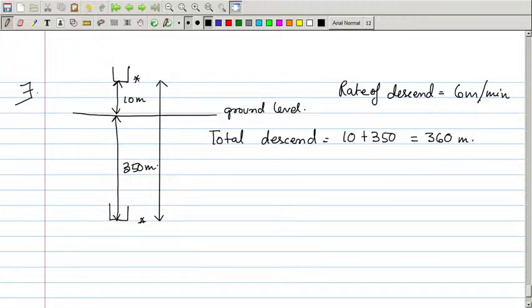What is the rate of descent? 6 meters. Rate of descent means in 1 minute it has descended 6 meters. So time taken will be, it's like speed. This is the distance to be covered. This is the speed. You have to find out the time. So remember that triangle. Speed is equal to distance by time. So if you have to find out the time, then it will be distance divided by speed.